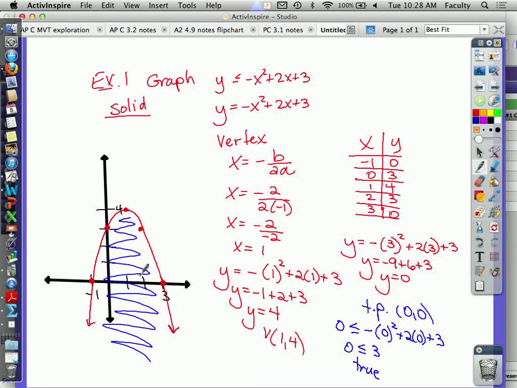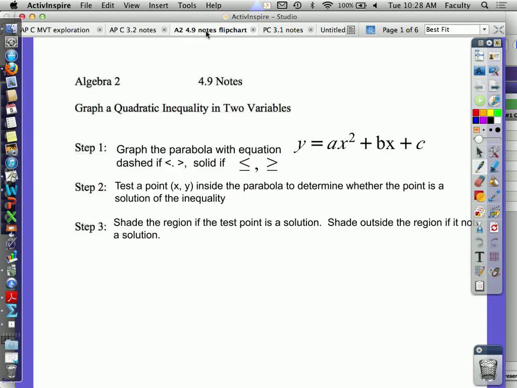All right, now, set the orange paper to the side for a moment. We're going to come back to it, and I need you to find your 4.9 notes. And we're going to do example 1 there for practice. It says graph a quadratic inequality in 2 variables. So these are the same steps that we had in the orange foldable. You graph it, make it solid or dashed, test a point inside the parabola. If it's true, shade inside the parabola. If it's false, you shade outside the parabola.